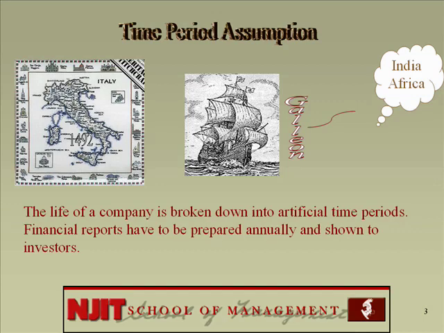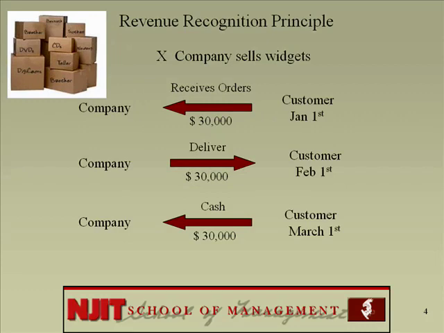Now, let's move on to revenue recognition. I want you to look at this diagram for a minute. Company X sells, let's do a makeup product, call it widgets. As shown in the slide, they receive an order for 30,000 worth of widgets on January 1st. They deliver the widgets to the customer on February 1st. They get cash on March 1st.